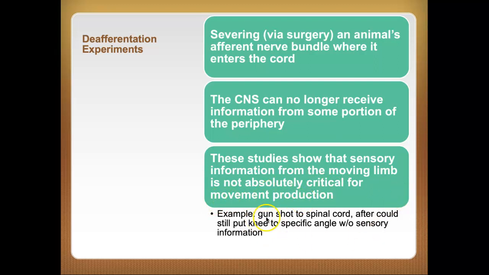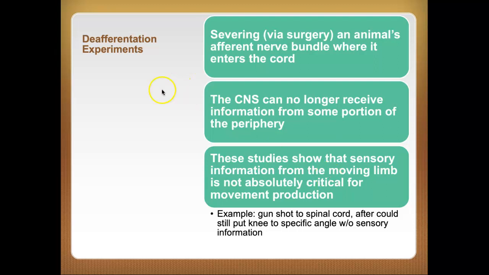So what was interesting there, like a gunshot to a spinal cord victim, after that it all healed and everything as much as they could, but they still had no feeling. They could still move their knee to a specific angle without sensory information. And what they found in this one is these monkeys could still swing from limb to limb, even though they couldn't feel, didn't have any afferent sensory information coming from that.